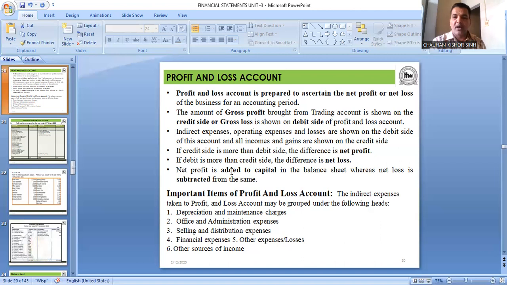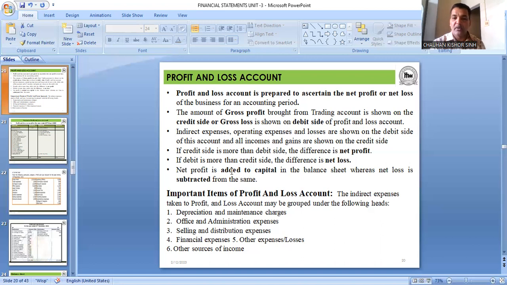So in profit and loss account, we take all the indirect expenses. Whereas in the trading account, we take only the direct expense. Here it is necessary to understand what is the difference between direct and indirect expense. So direct expenses are those expenses which are directly related with the production of goods or purchase of goods.